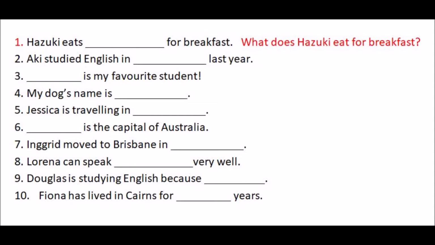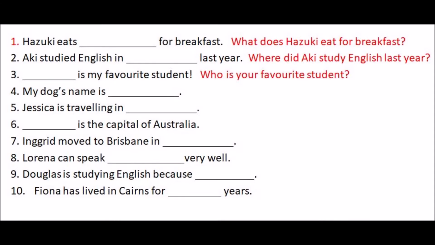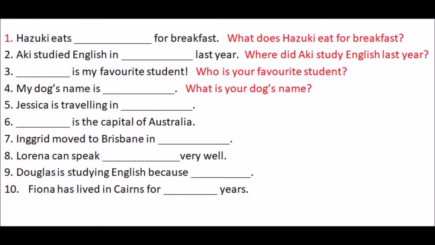Number 2. Aki studied English in last year. And the question is, where did Aki study English last year? Number 3 is my favorite student. And the question is, who is your favorite student? Number 4, my dog's name is... And the question is, what is your dog's name?